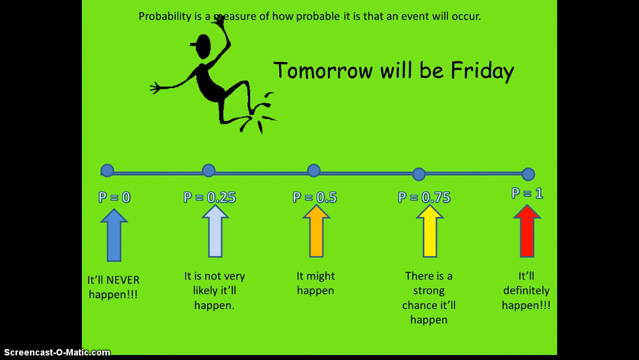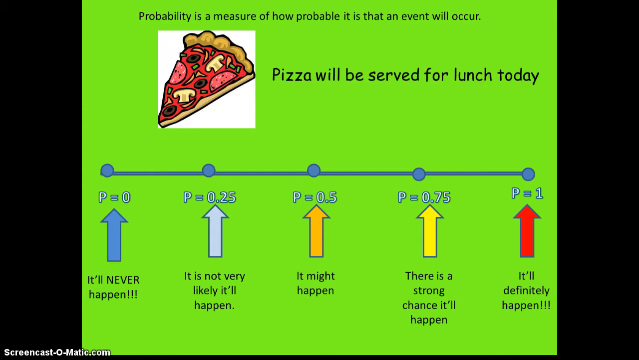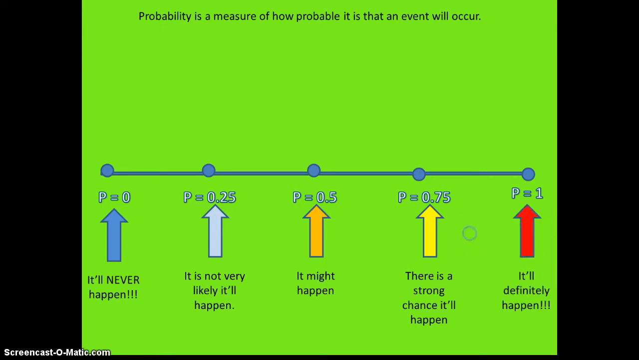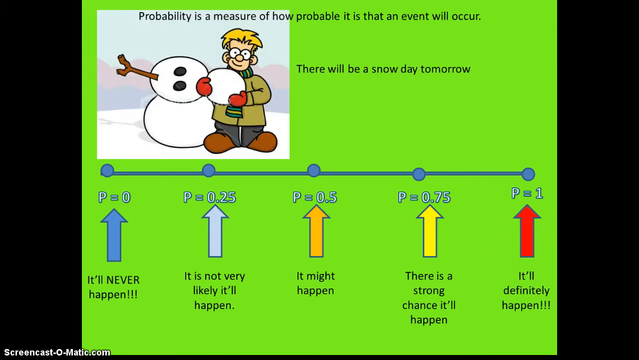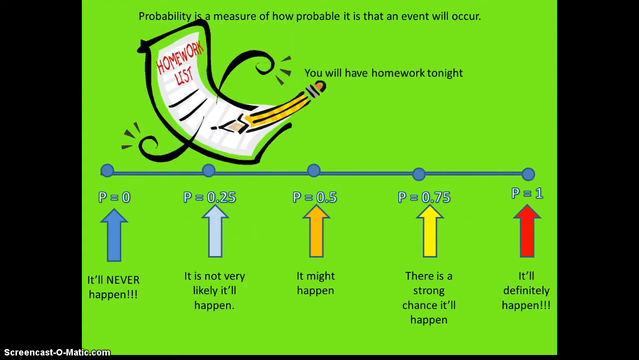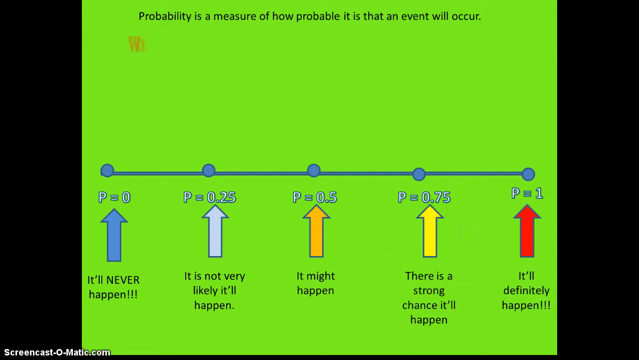So let's say tomorrow would be Friday. Well, today's Wednesday, so the probability tomorrow would be Friday would be 0. It's not going to happen. Pizza will be served for lunch today. Maybe it could happen. The sky will darken tonight. It's definitely going to happen when the sun goes down. There will be a snow day tomorrow. Not very likely, but it is Texas. What about you're going to have homework tonight? There's a strong chance it's going to happen.